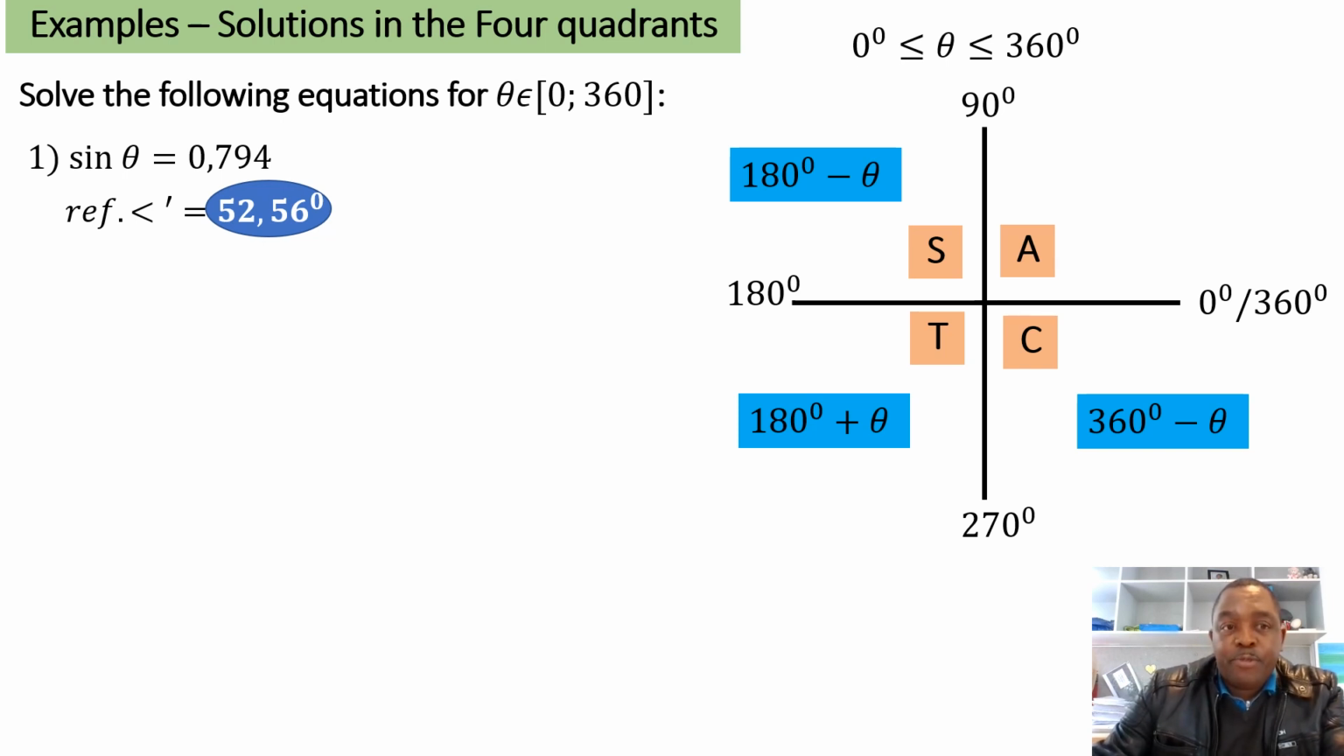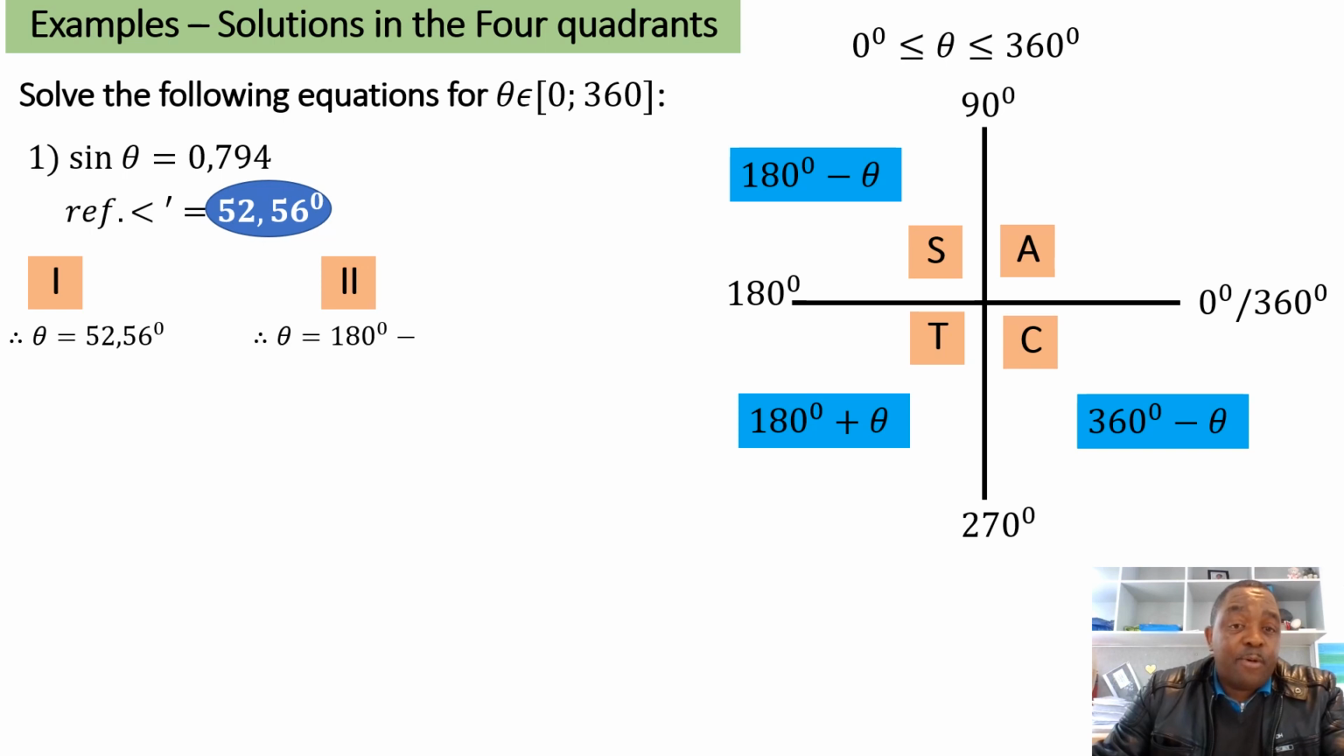Where and how are we going to use it? Look at your question just before you punch your calculator. We have a positive ratio there. That means we need to look at the quadrants where sine is positive. Now that is the first and second quadrants. So our solution in the first quadrant happened to be automatically the reference angle itself.